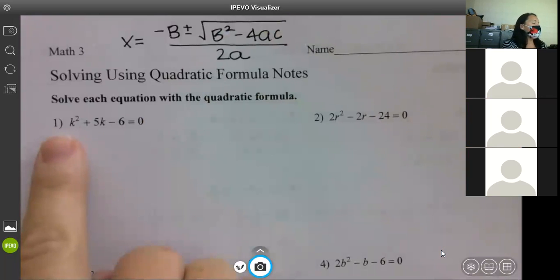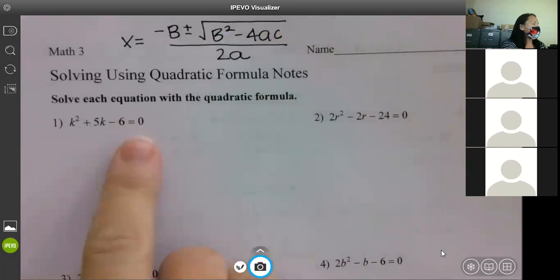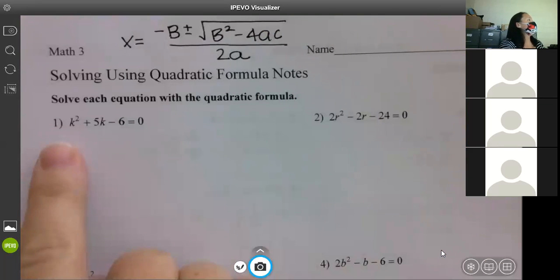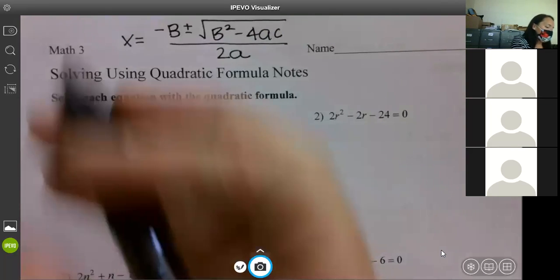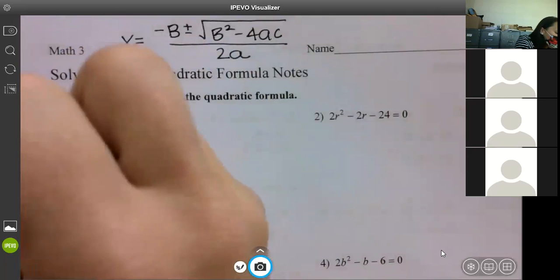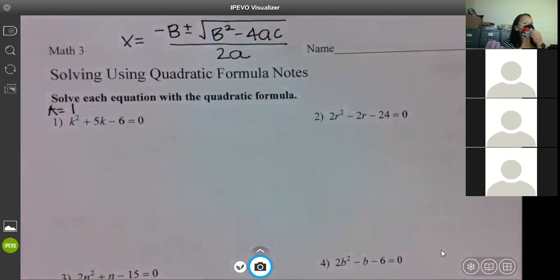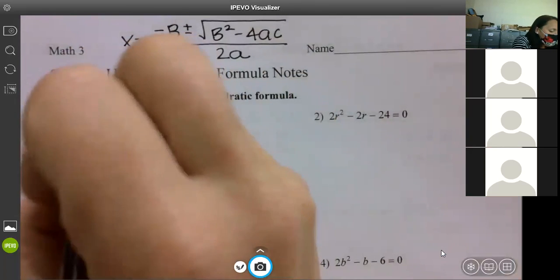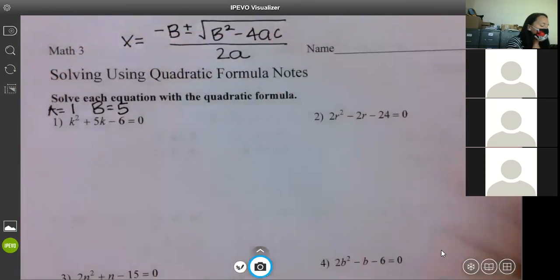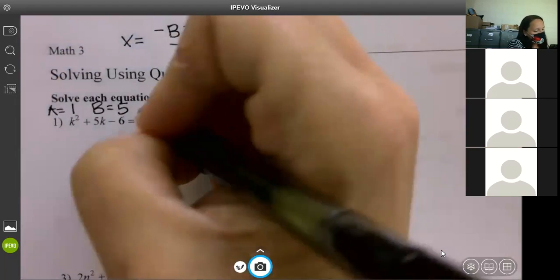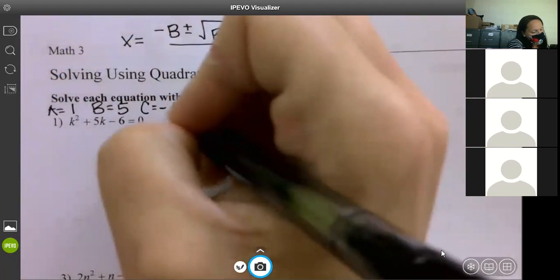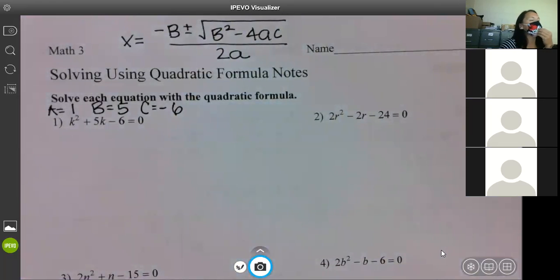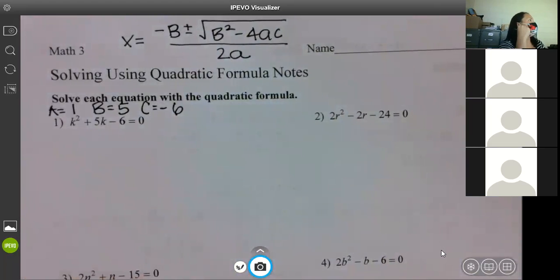All right. So your A, B, and C comes from your numbers. Make sure you're in descending order, k squared, k, no k. And it comes from the numbers in front of those variables and the last number. So your A is the number in front of k squared. So this time it happens to be 1. Your B is the number in front of your middle term, which is 5. And your C is your last number. Always keep those signs with it. If there's not one of those, you just put a 0. So if there was not a middle term, you would put a 0 for B.